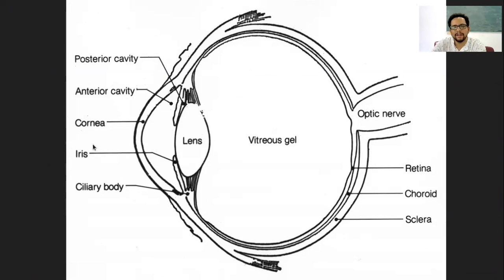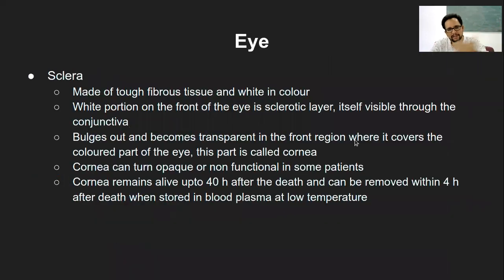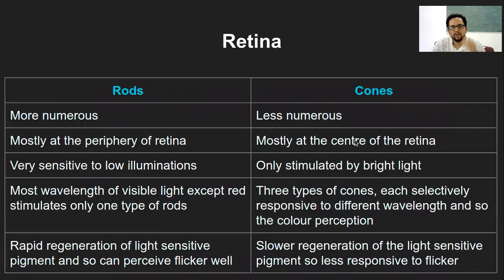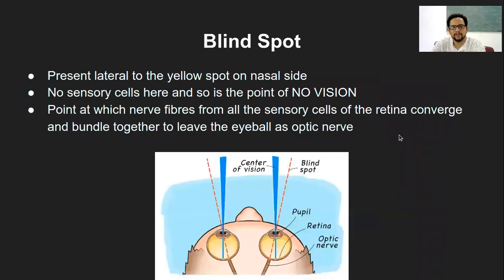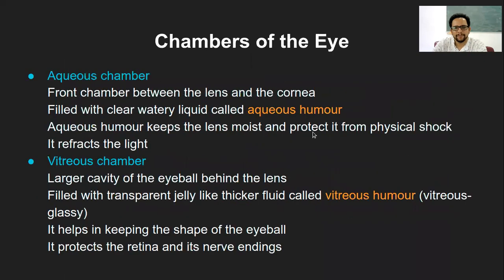So when the light ray travels, it travels through the conjunctiva, then the cornea, then the aqueous cavity, then it enters through the pupil, then the lens, then the vitreous cavity, and then the retina. So that is the movement of light through these different layers of the eye structure.